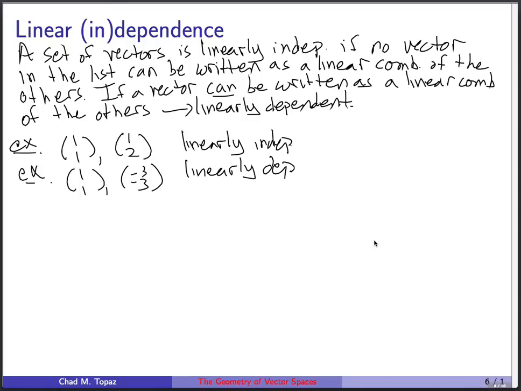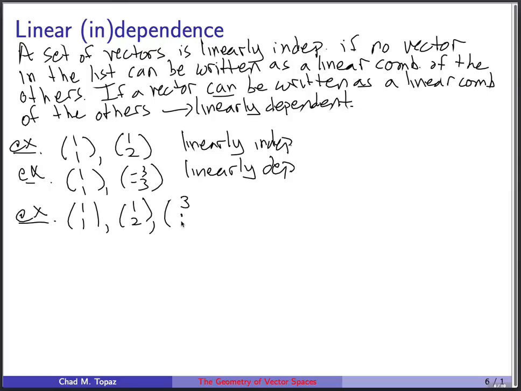Let's do another example. Let's start with these two original vectors, 1, 1, and 1, 2, and I'm going to add a third vector on. I'm going to add, let me think about this for a second, 3, 4. And I'm going to ask if these are linearly independent or dependent. I claim they're dependent, so I claim that I can pick any two of these three vectors, I'll pick the first two, and take a linear combination of them, and get the third vector.